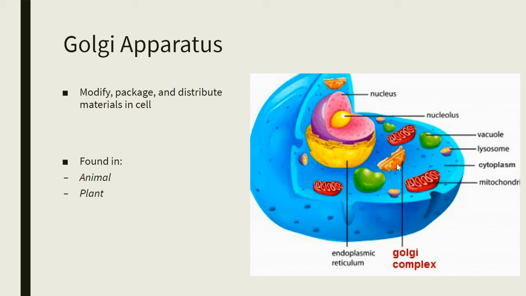So it's almost like the post office of the cell. You know, the post office here, it can deliver things within Salem, but also outside of Salem. Well, the Golgi apparatus can modify, package, and distribute materials in and out to the outside of the cell. They are a membrane-bound organelle, so they are only found in plants and animals, not in prokaryotic cells.